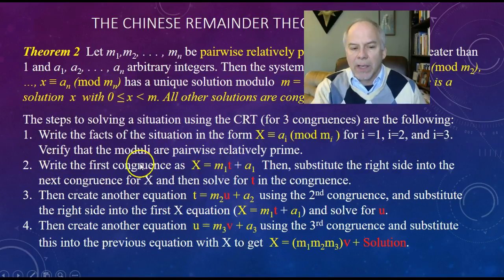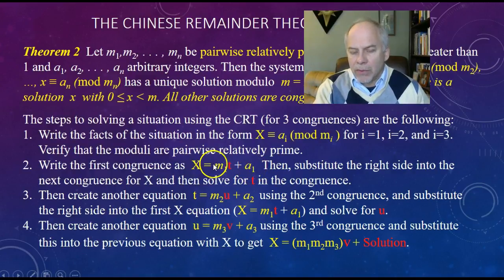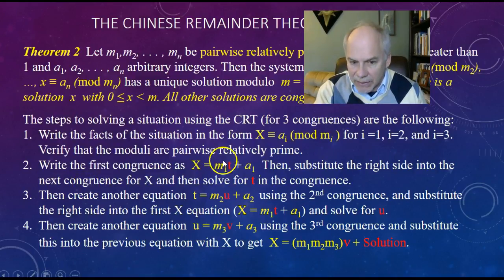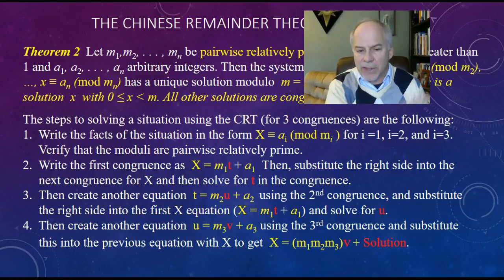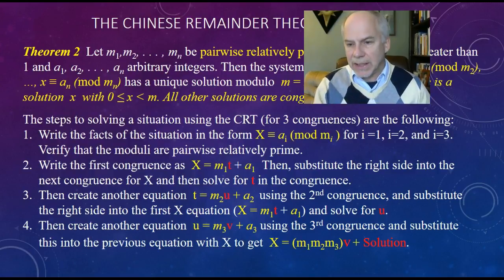Now, write the first congruence as x equals m1t plus a1. Now, m1 is the modulus, and a1 is the remainder. So t is like the quotient, and a1 is the remainder. All right. So you've come up with an equation for x, an algebra equation instead of a congruence. Then you substitute the right side of this, the m1t plus a1, into the next congruence for x. So that'll be substituted on the left side where the x was. And then you solve for t in that congruence.